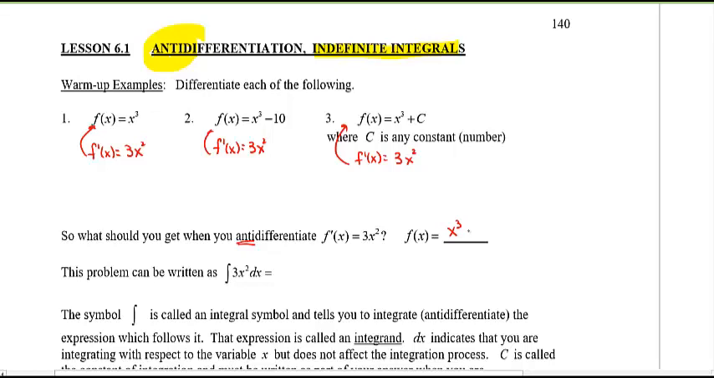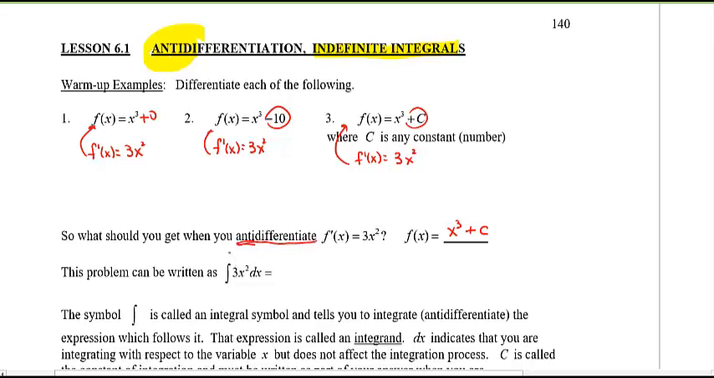But once again, the question is, what's my constant? Is it, like example 1, 0? Is it negative 10? Or is it just any number c? Well, hopefully you can see that it should be just any constant number c. Now, this whole idea of anti-differentiate, that can be written as the following.